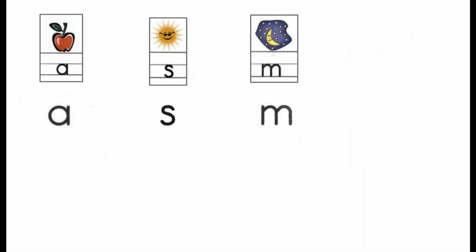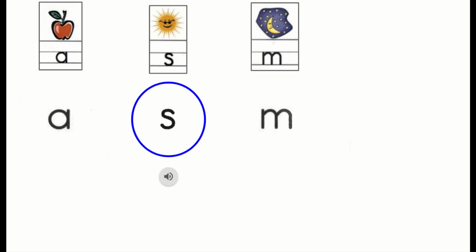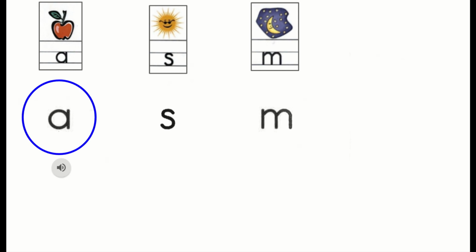Now I'm going to say a word and you're going to listen for the first sound in that word. Say the sound and point to that letter. Ready? The first word is soup. Say the first sound in soup and point to that letter. Did you say s like in sun and point to the letter S? If so, you are correct. Now let's try another word. Apple. Did you say a like apple and point to the letter A? If so, you are correct.